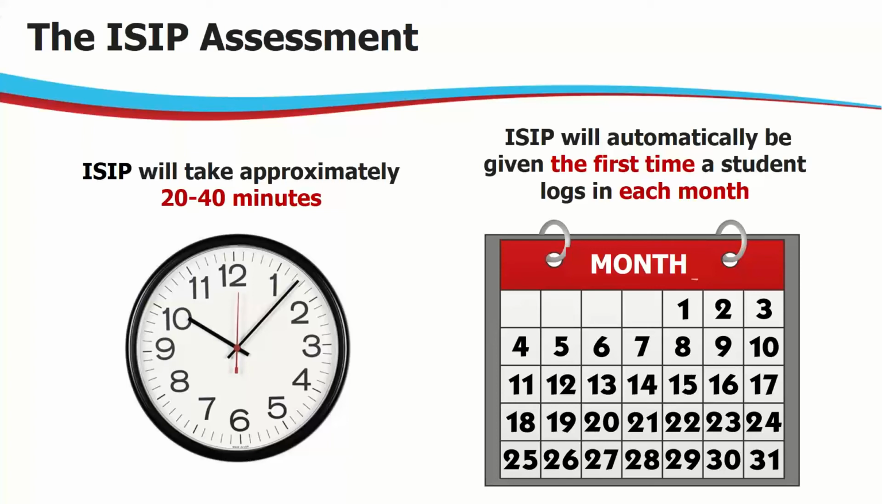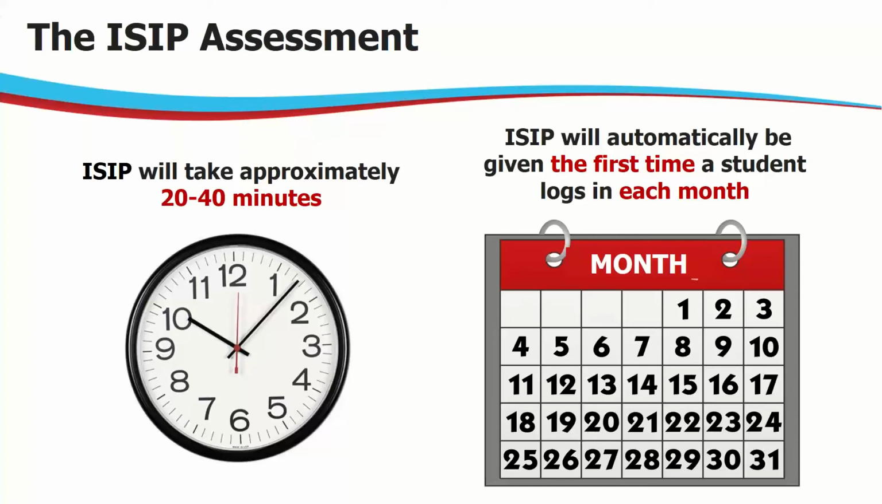And when I say 20 to 40 minutes, the reason we can't say an exact amount is because it's computer adaptive, and some students may take longer, some students may finish much faster. So it will take around that time to complete the assessment. The ISIP assessment will automatically be given to students the first time they log into iStation each calendar month.